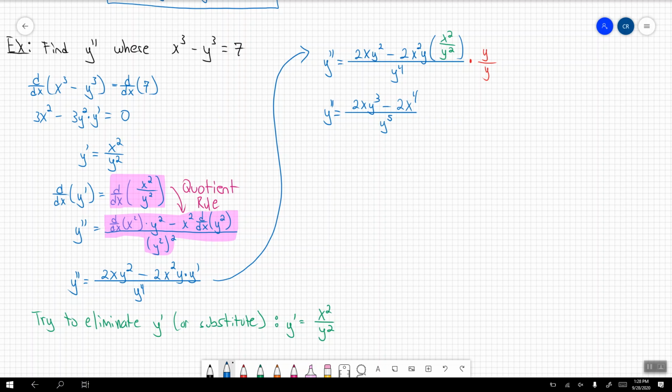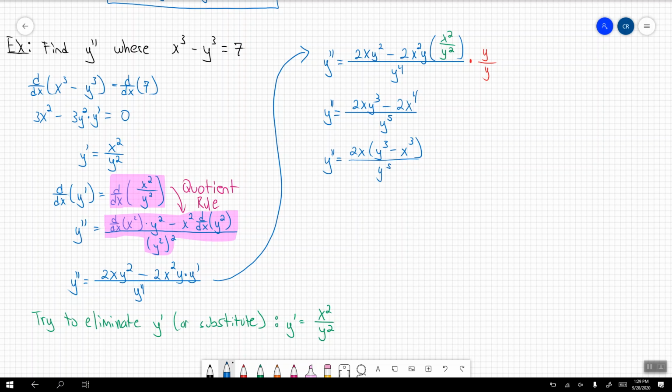Remember, like I always say, if you can factor, go ahead and do so. Factoring is your best friend. So let's factor the numerator. I see a 2x that I can factor, which means I'm going to be left with y cubed minus x cubed, all divided by y to the fifth.